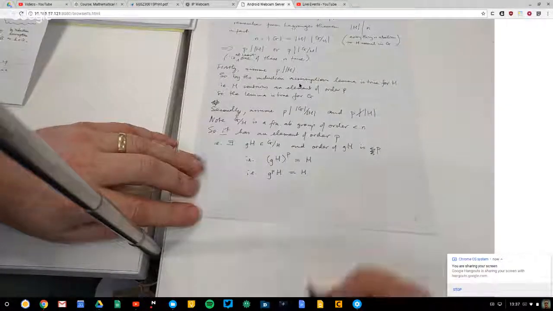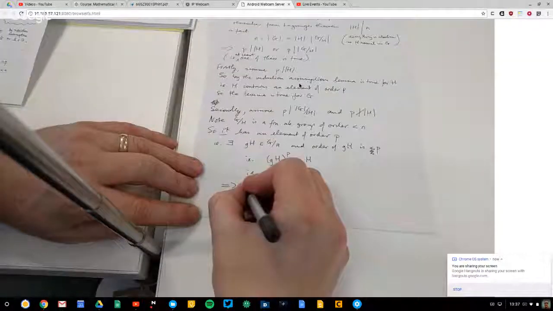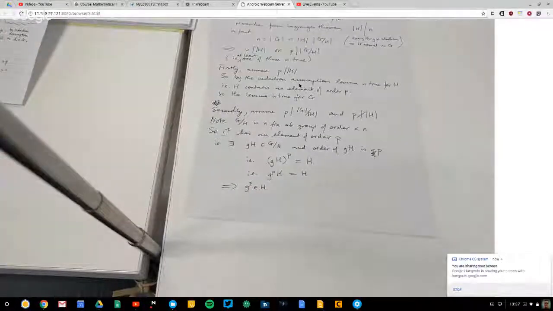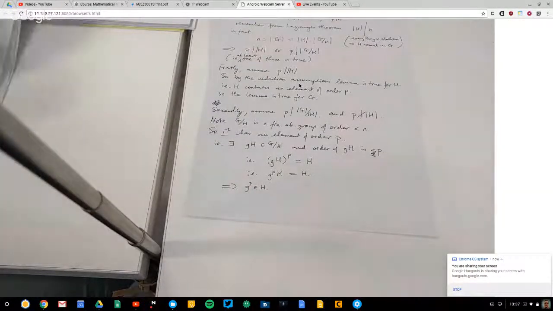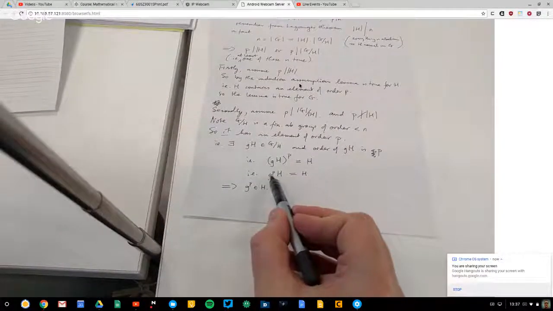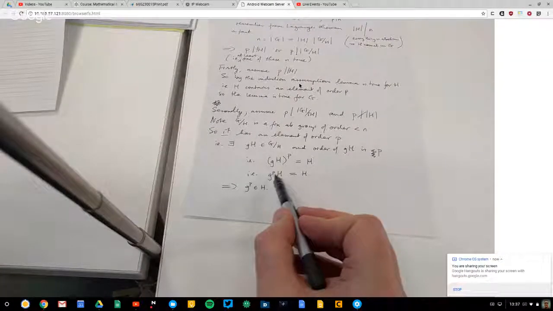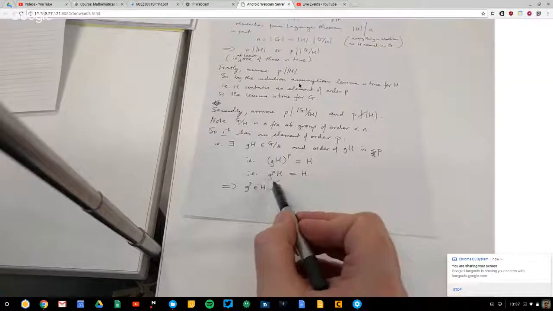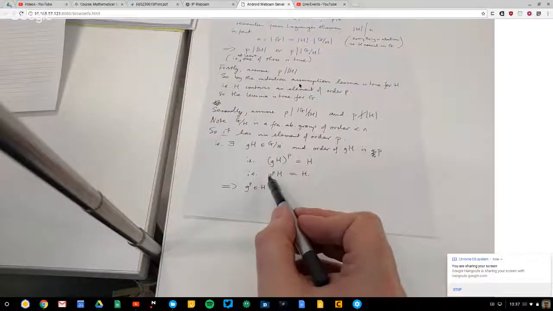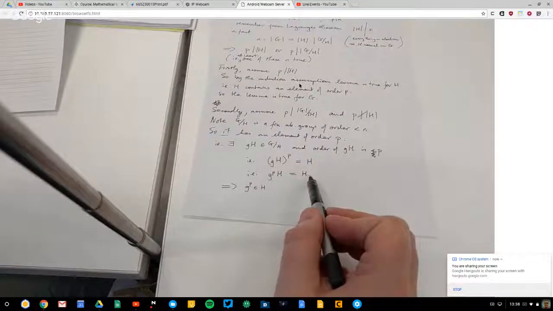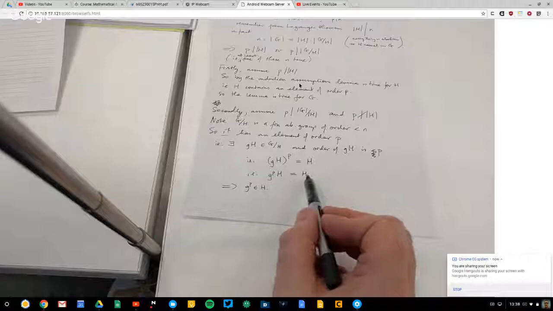So this implies that G to the power P is an element of H. Because if the coset of H generated by that element, G to the power P, is equal to H, that means it must be an element within H. If it was something external to H, this coset couldn't be H, because it would contain elements that aren't in H.